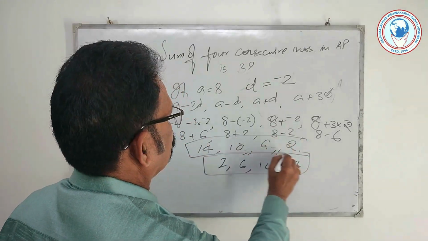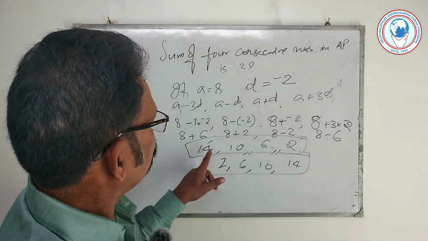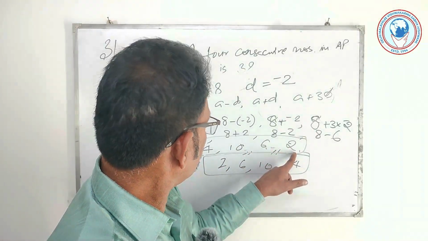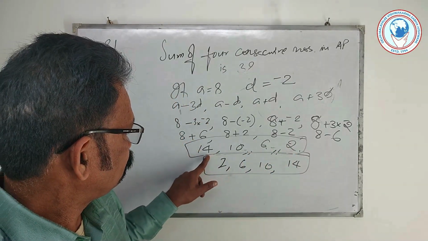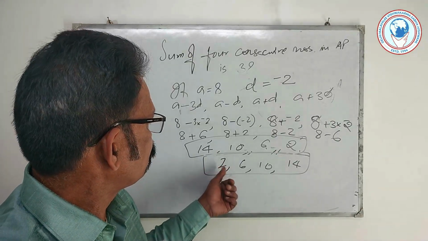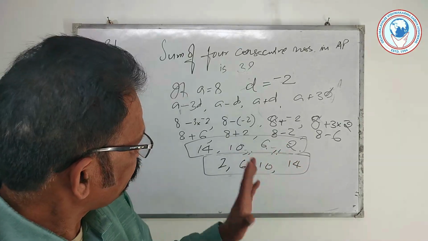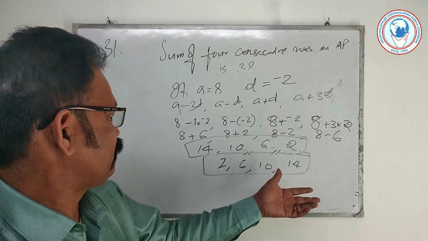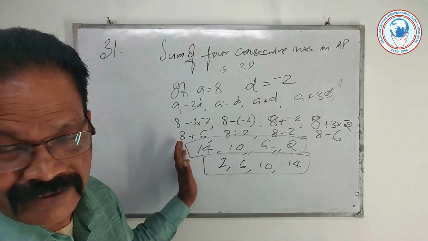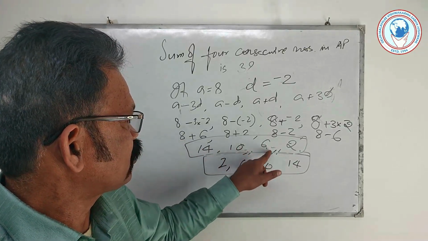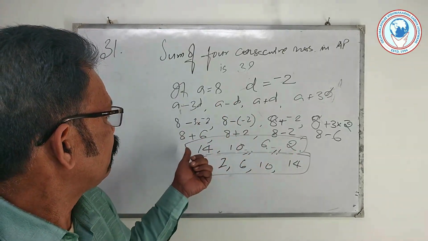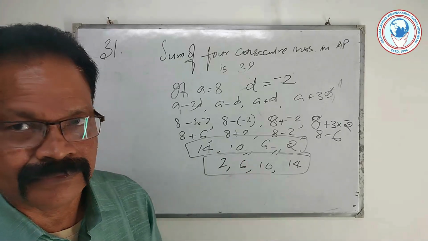So we get 14, 10, 6, 2. So we got earlier 2, 6, 10, 14. This is 14, 10, 6, 2. Anyway, the numbers are these: 2, 6, 10, 14. It is only in reverse order, 14, 10, 6, 2. Therefore, the numbers in AP are 14, 10, 6, 2.